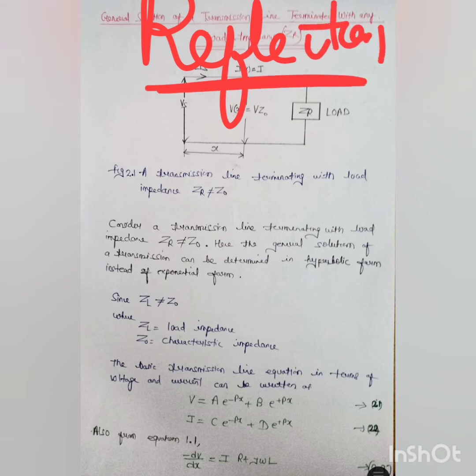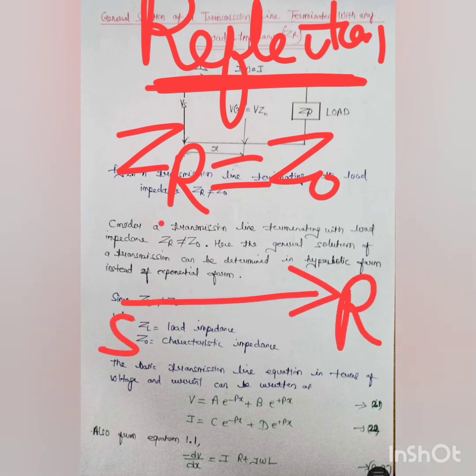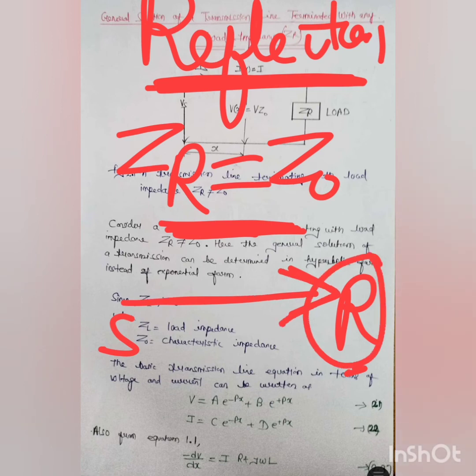This particular topic is understood only then we can understand what is the importance of characteristic impedance. When ZR is equal to Z0, that means whatever we send from the sending end to the receiving end, if our load end is terminated by ZR equal to Z0, then whatever we are sending is totally absorbed by our receiving end or the load end.